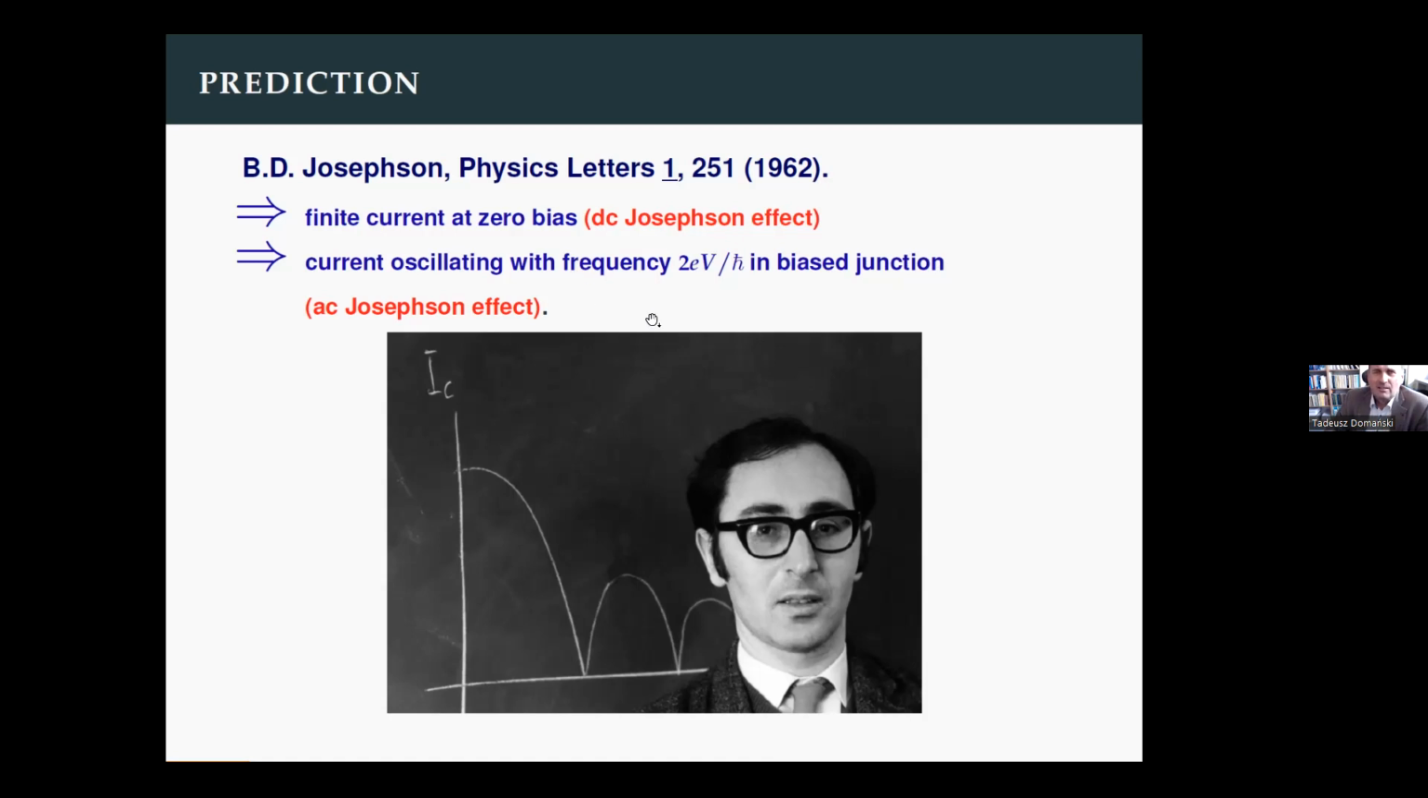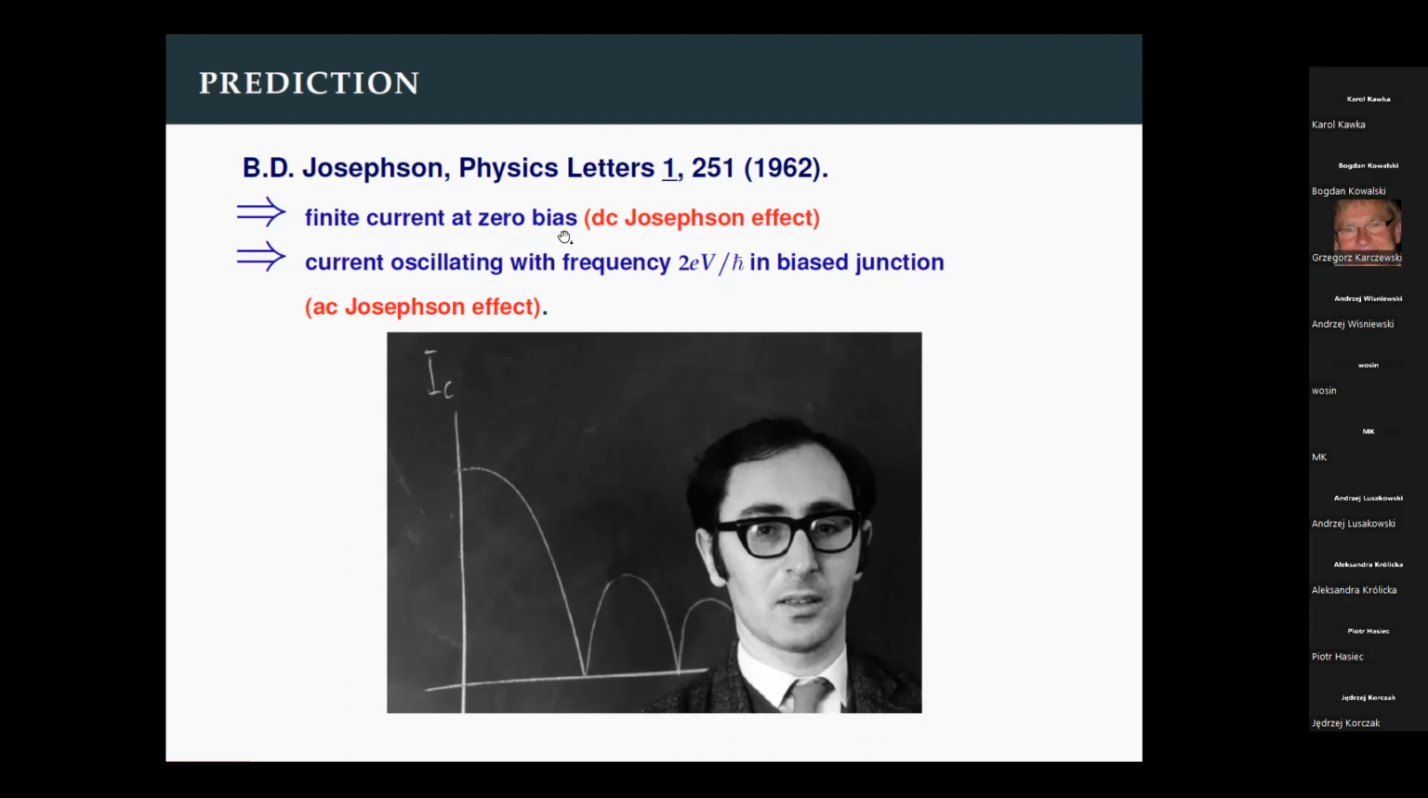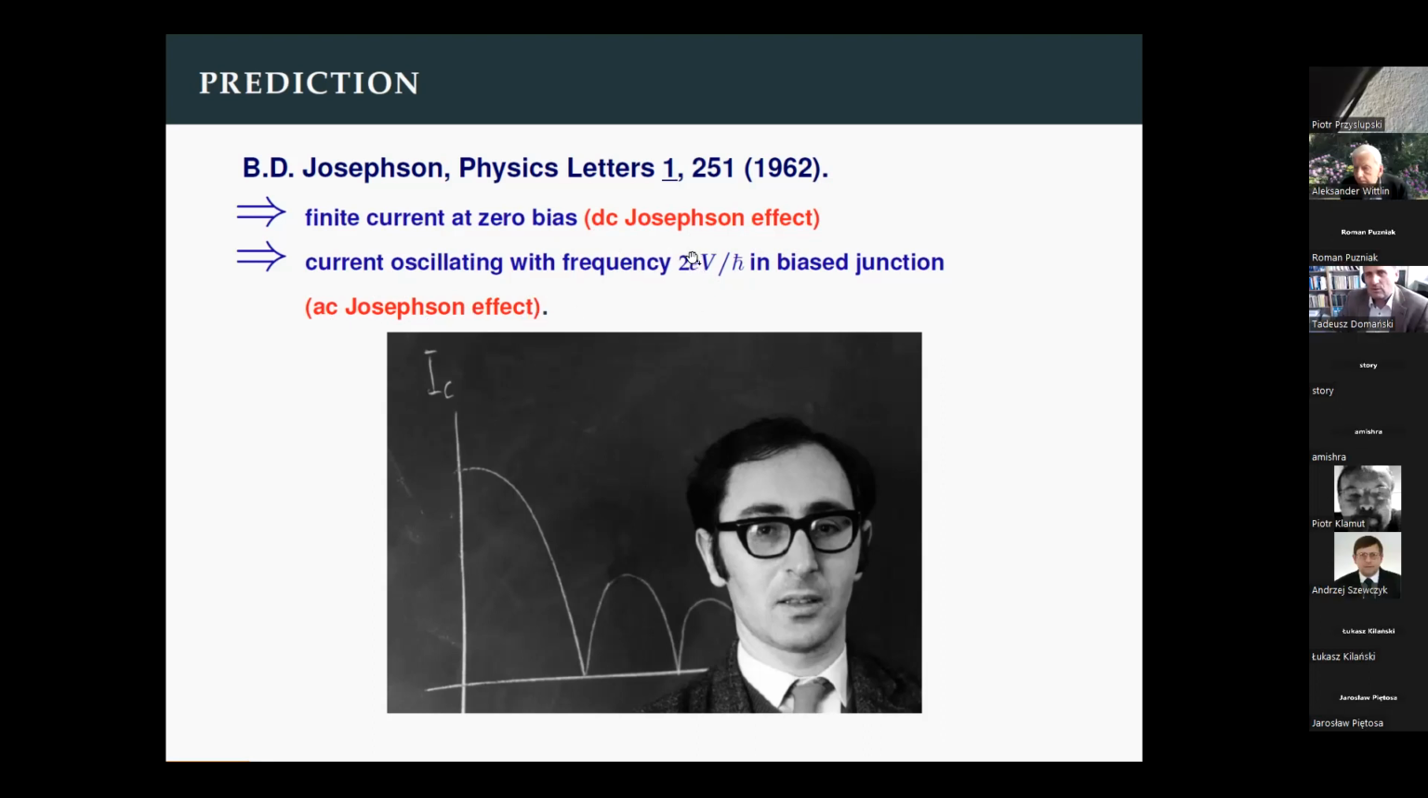Okay, it's now okay. So there are two basic predictions which we assign to Josephson. Already without any voltage between left and right-hand side electrodes, there is possible flow of Cooper pairs, and this is a phenomenon of so-called direct current Josephson effect. However, we can also think about some biased setup, and under such circumstances, charge flow from left to right and back has an oscillating character. So this is alternating current Josephson effect, and the frequency is proportional to the bias voltage.